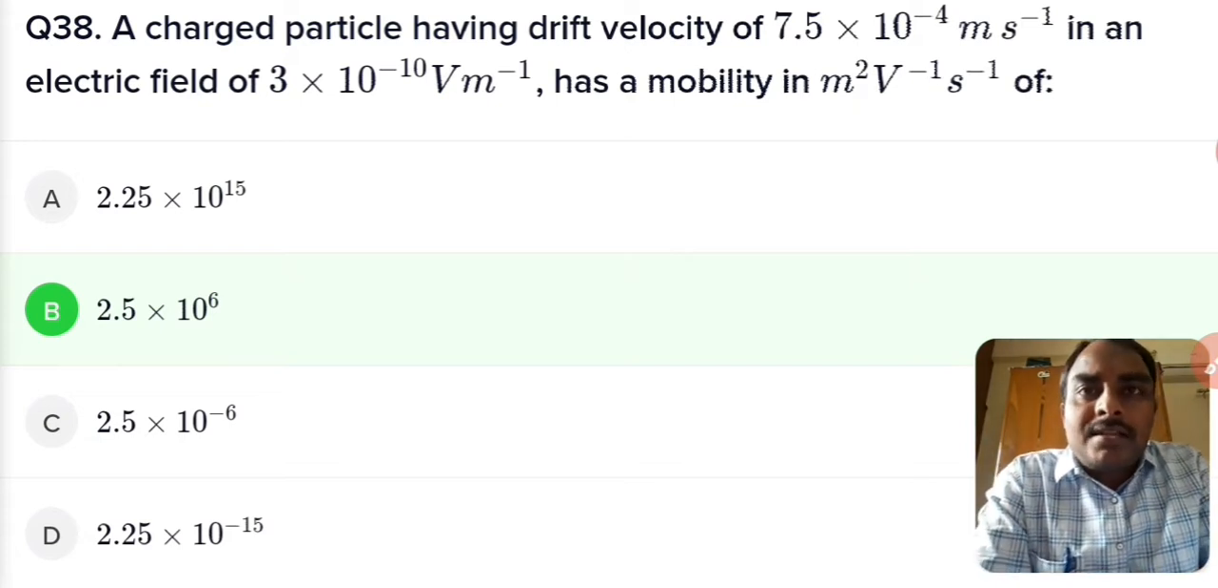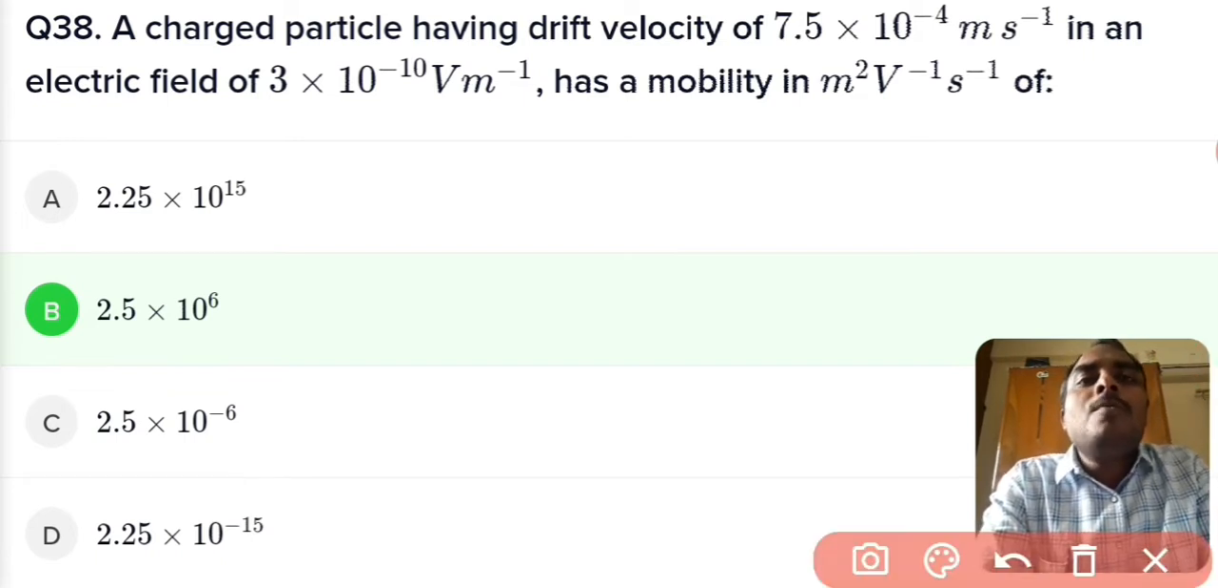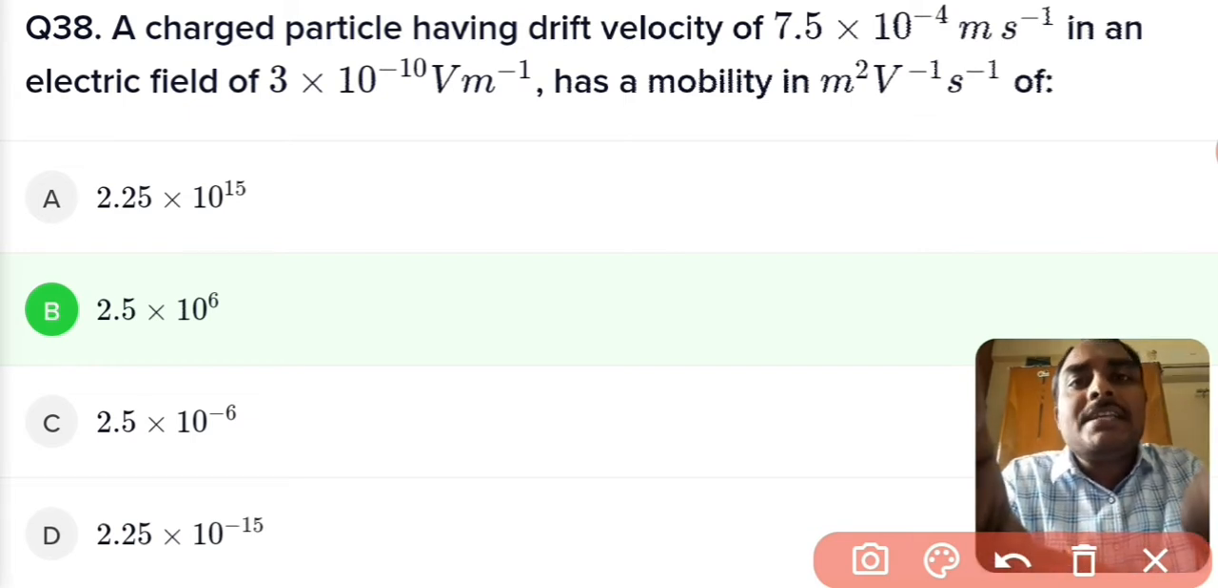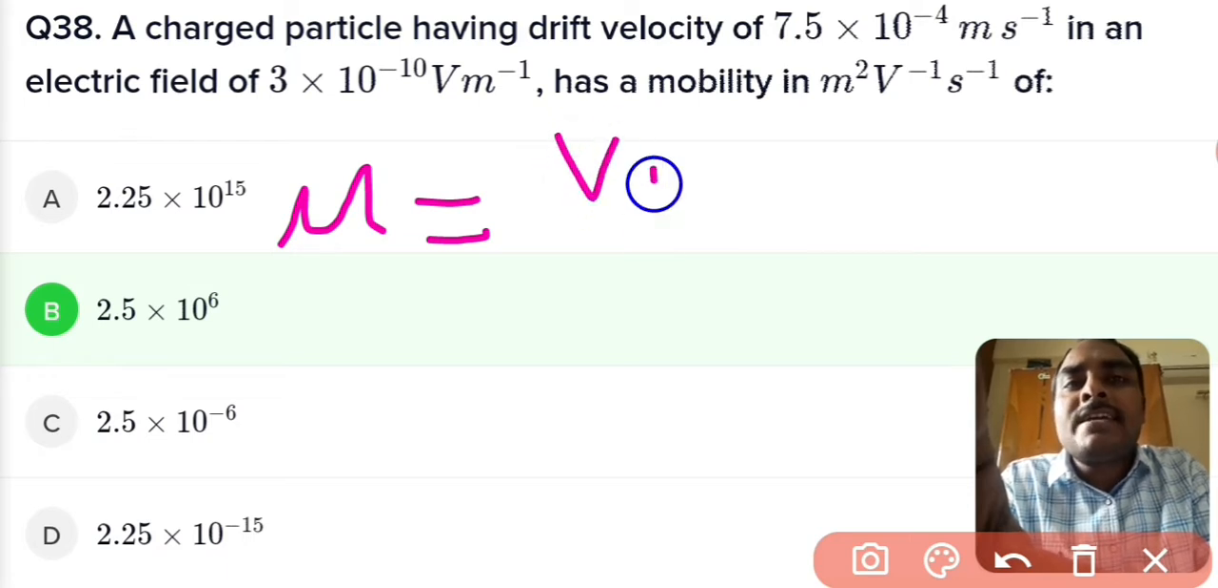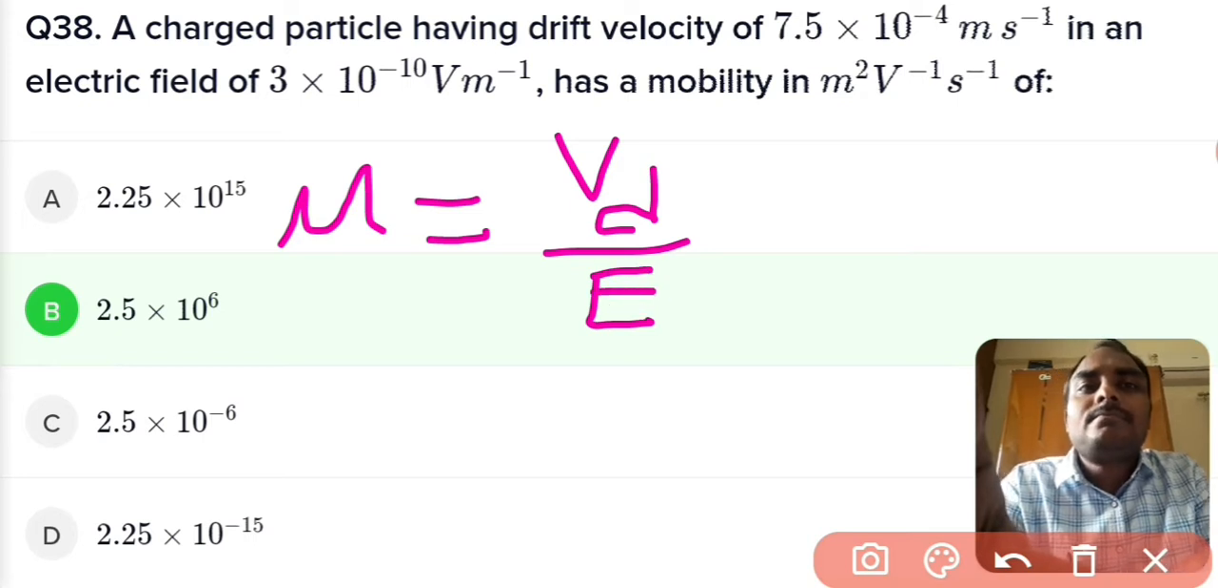Next question 38. A charged particle having drift velocity of 7.5 into 10 power minus 4 meter per second in an electric field of 3 into 10 power minus 10 volt per meter has a mobility in meter square per volt per second of. So they're asking mobility. Mobility can be written mu equal to the average drift velocity per unit electric field. So this is the formula for mobility.